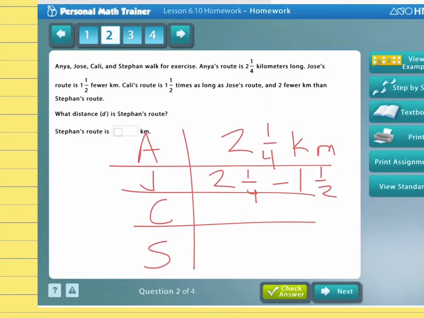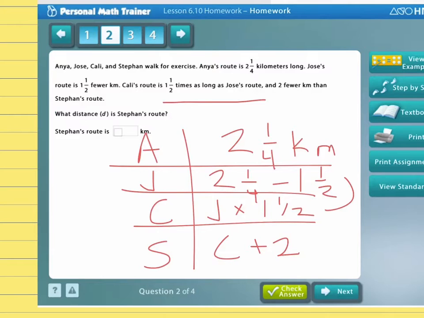Callie's route is 1.5 times as long as Jose's. So we take Jose's number, and once we figure that out, that is Jose times 1.5, and 2 fewer kilometers than Stefan's route. So whatever Stefan's is, we know that Stefan's is 2 more than Callie's, because Callie plus 2 would equal Stefan. So now we're ready to solve the problem.